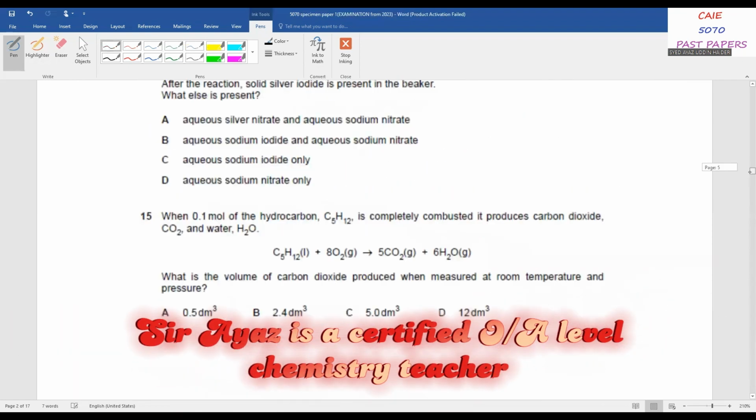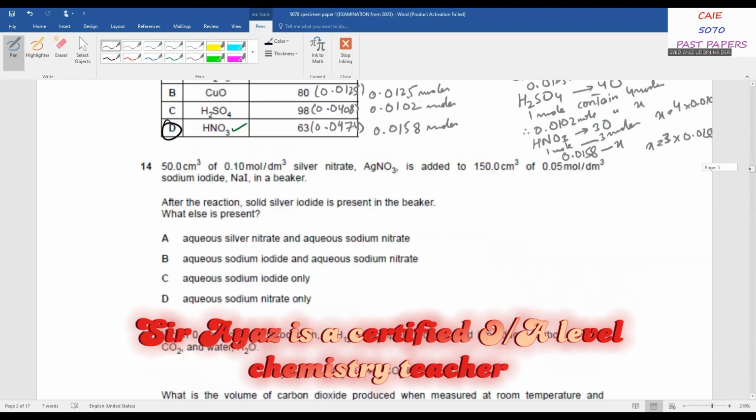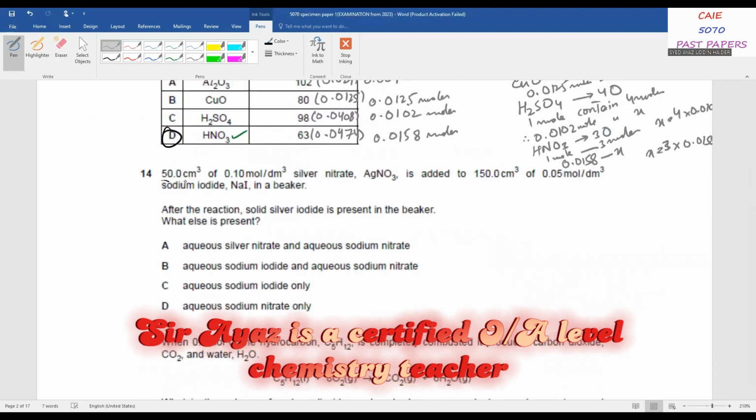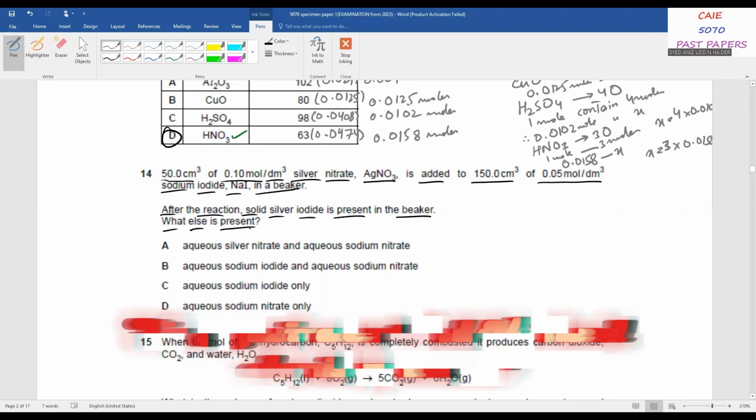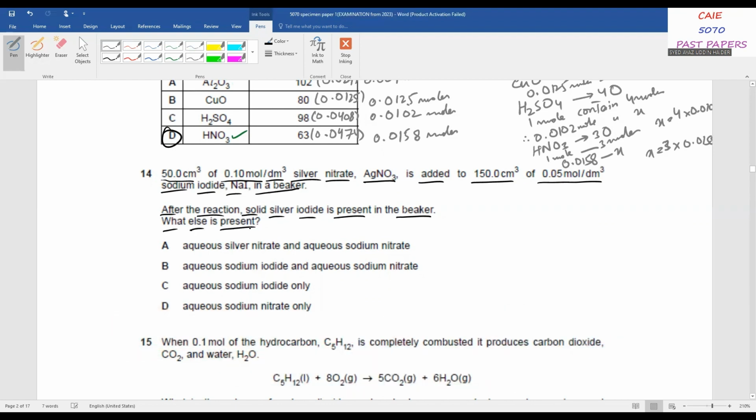Number 14. 50 cm³ of 0.1 mol/dm³ silver nitrate, AgNO3, is added to 150 cm³ of 0.05 mol/dm³ sodium iodide, NaI, in a beaker. After the reaction, solid silver iodide is present in the beaker. What else is present? First of all, I'm going to write the reaction equation.